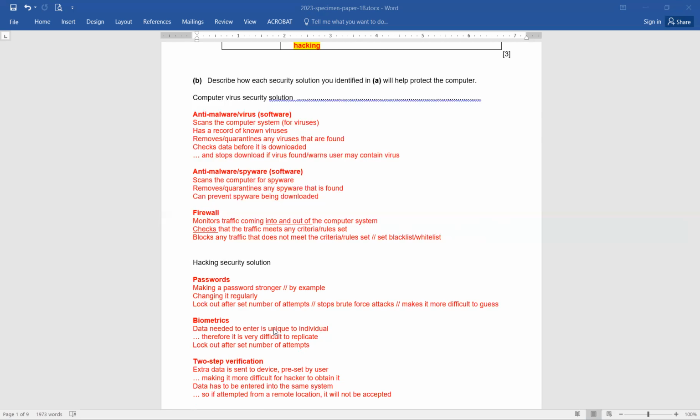Two-step verification: extra data is sent to a device preset by the user, making it more difficult for a hacker to obtain it. Data has to be entered into the system. Also, if attempted from a remote location, it will not be accepted. Two-step verification is also one of the very important solutions that we are using nowadays to protect our computer system from any sort of threat.